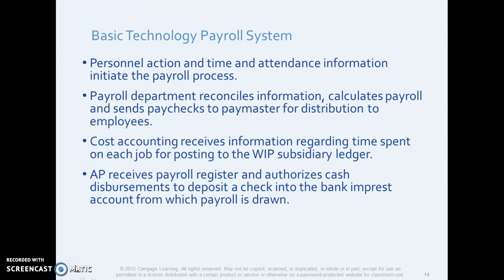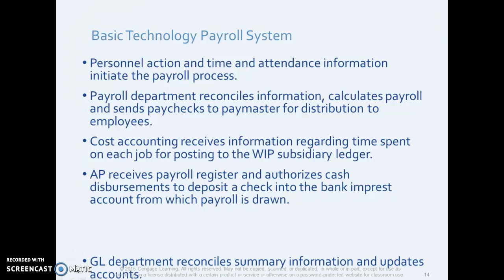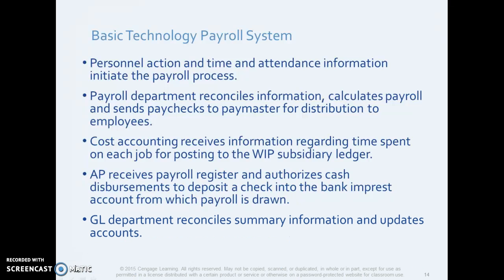The AP receives the payroll register, authorizes the cash disbursement to deposit a check into the bank and trust account from which payroll is drawn. And the General Ledger Department reconciles summary information and updates the account.